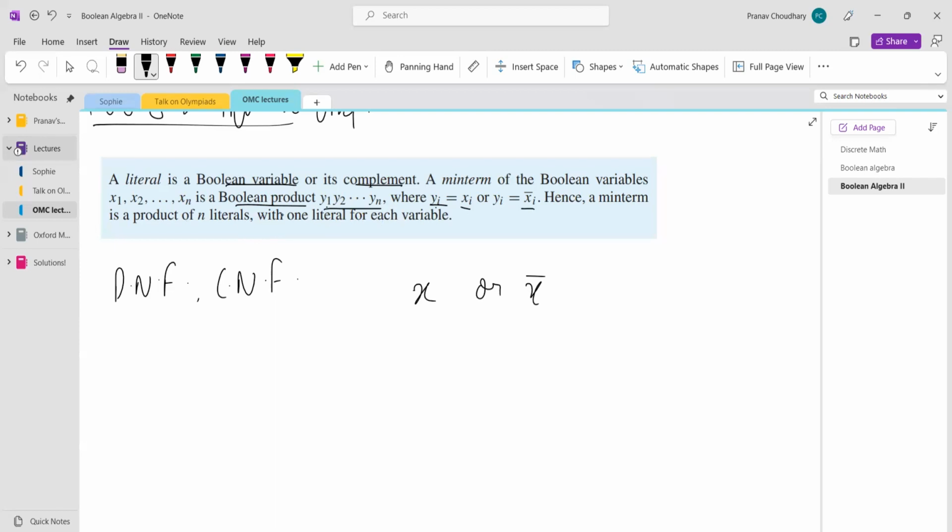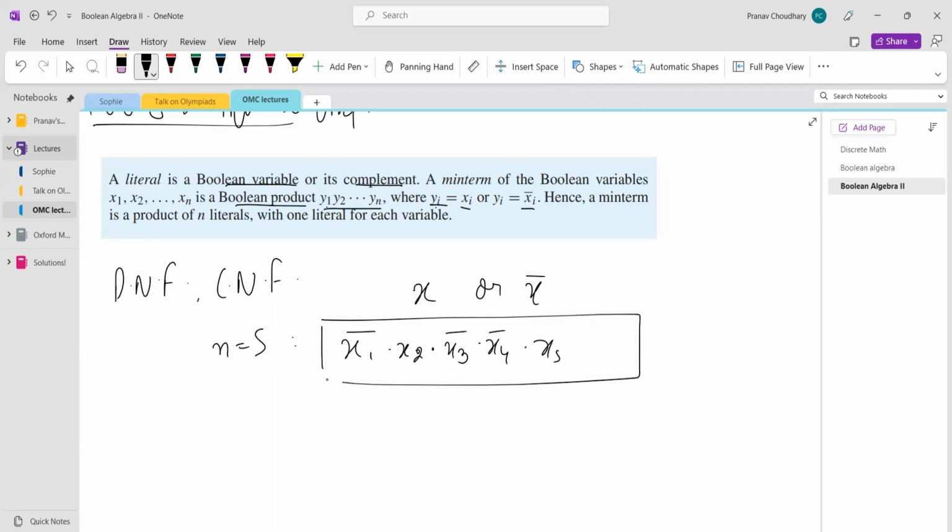So the purpose of writing minterms is, let's consider n equals 5 and let's write this minterm: x1 conjugate times x2 times x3 conjugate times x4 conjugate times x5. Can someone tell me what is the value of this thing? If I consider this as a function, then how does this function look like?